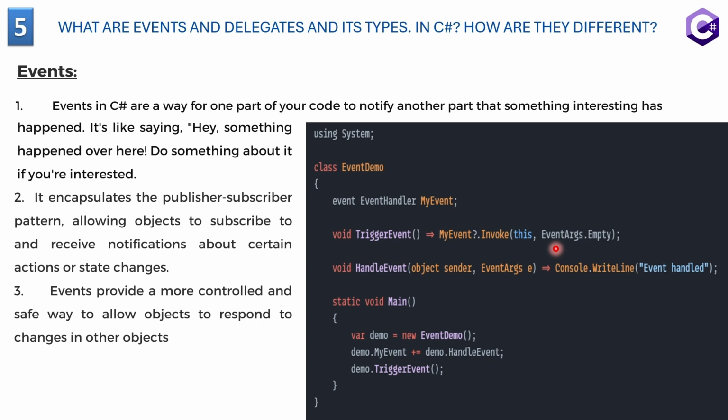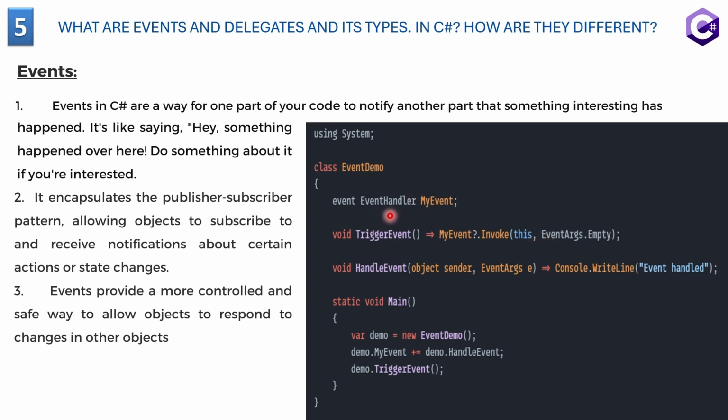Events basically encapsulate the publisher-subscriber pattern, allowing objects to subscribe to and receive notifications about certain actions or state changes. Events provide a more controlled and safe way to allow objects to respond to changes in other objects.